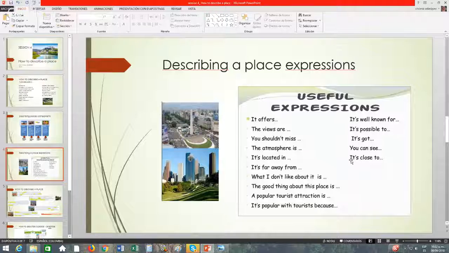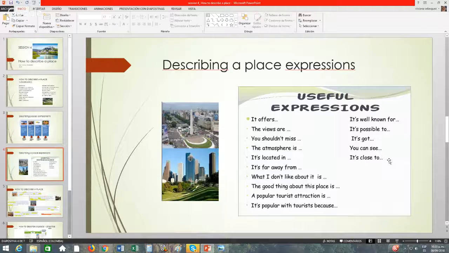Okay. And finally, we got it's close to, which is the total opposite of it's far away from. So it is close to, for example, the cathedral in Bogota is near to, it's close to the 7th, where is the 19th street, no? It's close to the 19th street. Or Candelaria's neighborhood is near to Bolivar's square. Okay. Right, so it's close to.